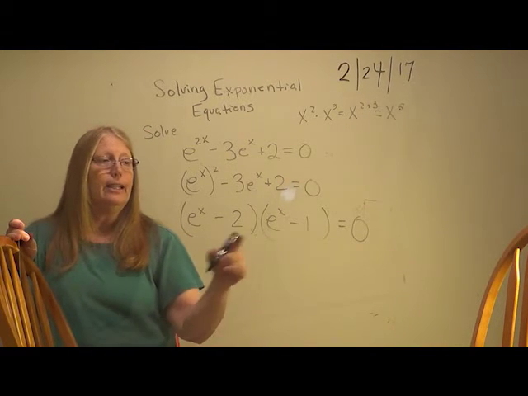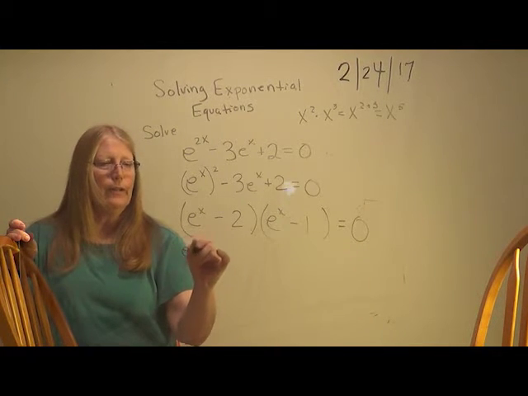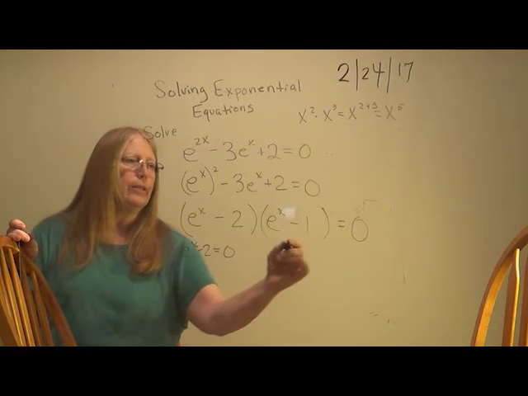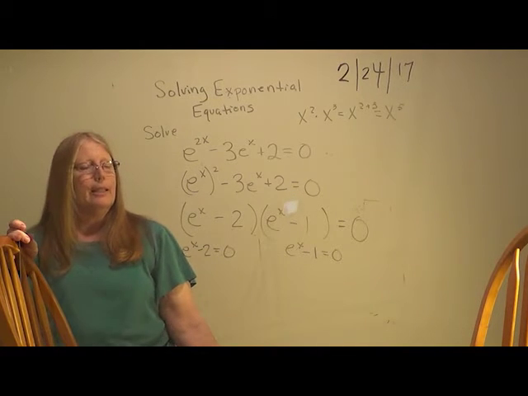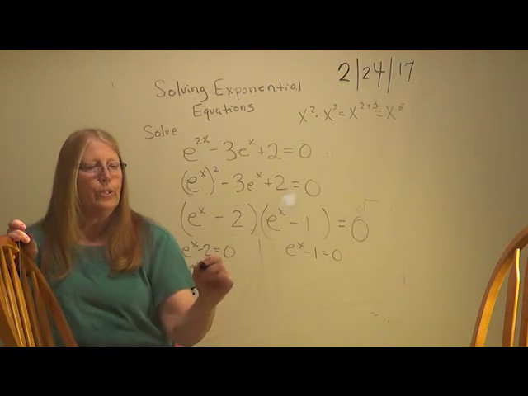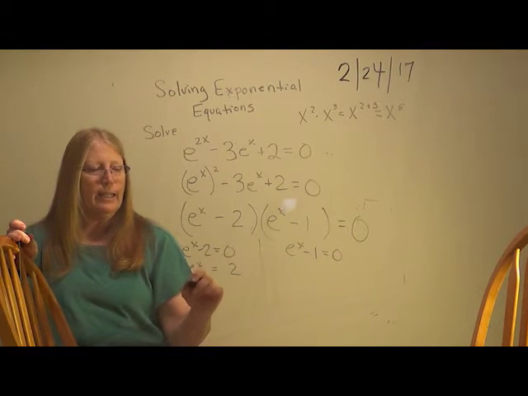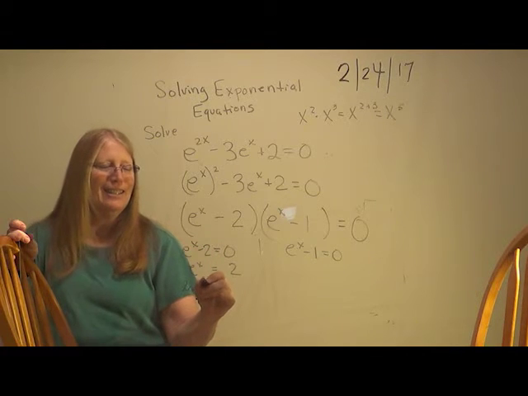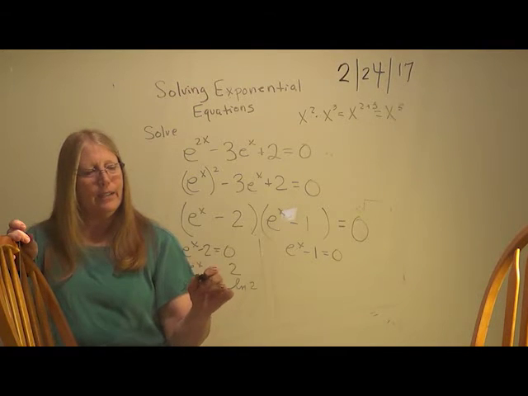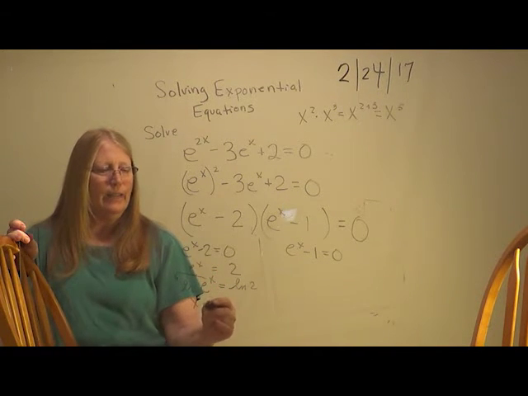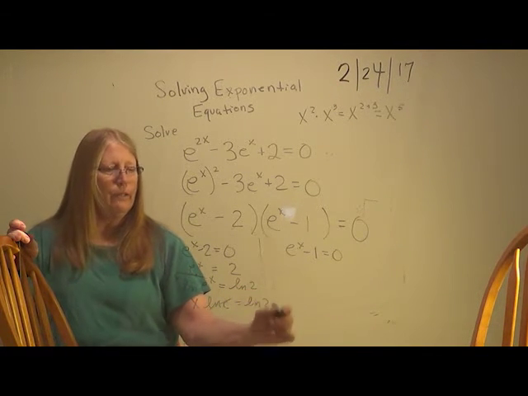Now I can set each of the factors equal to 0. Anytime you have two things multiplied to give you 0, either the first one equals 0 or the second one equals 0 or both. So we have two branches. e to the x equals 2. Again, the unknown is in the exponent, so take the ln of both sides, and the x runs down in front, leaving an ln of e, which is just a 1. So x equals ln of 2.